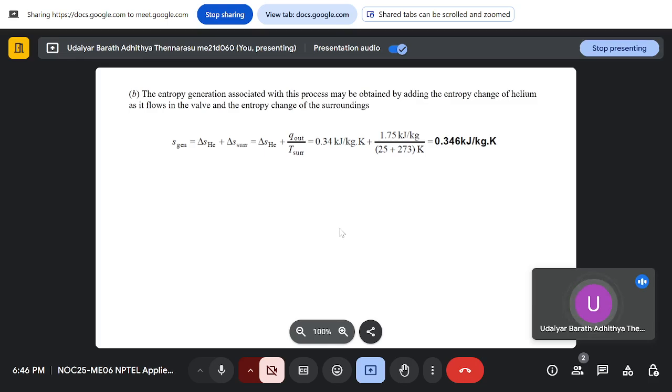So now we need to find out the entropy generated. Entropy generated is nothing but the entropy change of system plus surroundings. The entropy of the system we know, which is 0.34, plus the surroundings, which is Q out by T surrounding. Heat transfer is 1.75 kilojoule, which is gained by the surroundings, divided by T surrounding, which is at 25 degrees Celsius, so 273 plus 25. So this comes out to be 0.346 kilojoule per kg Kelvin. That is the amount of entropy being generated.